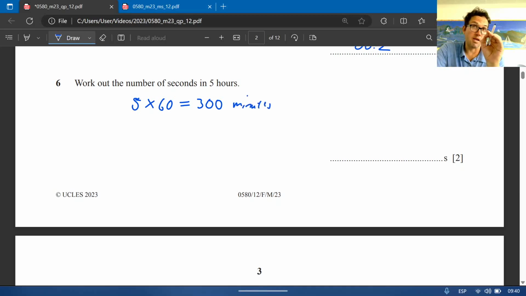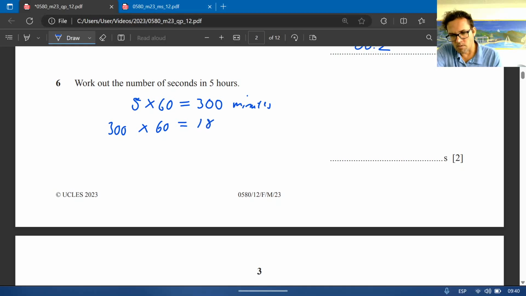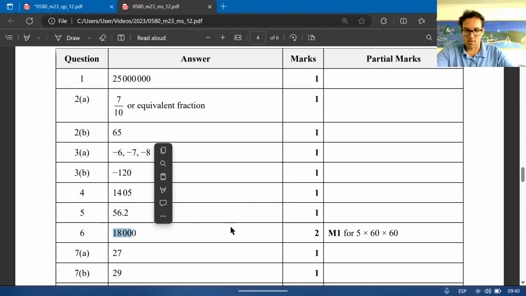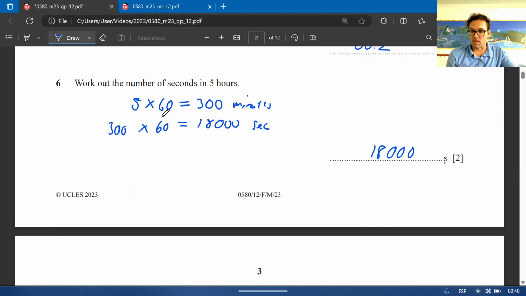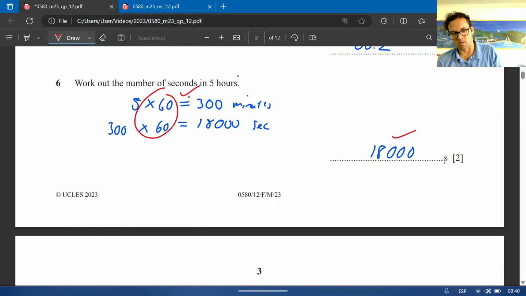Okay, so each minute has got 60 seconds, so we need to take that 300 minutes and times it by 60. 3 times 6 being 18, and then we add 3 zeros. 18,000 seconds. Okay, you got the S there, so we just need to put 18,000 on the line. Yeah, you do get a method mark, so multiplying by 60 twice. So these two together gives you 1 mark there.